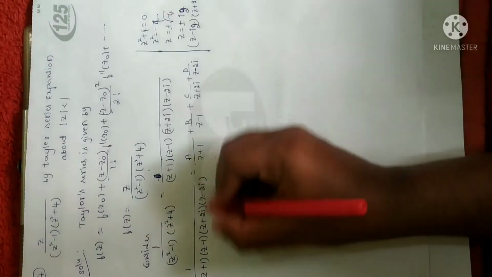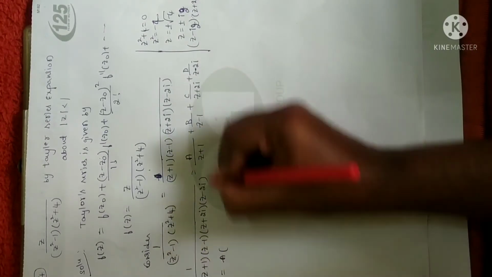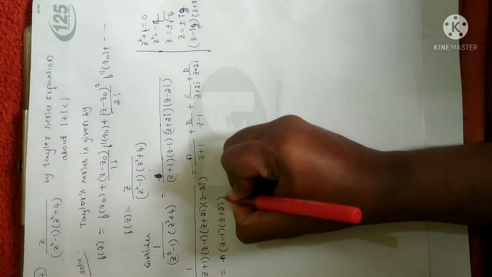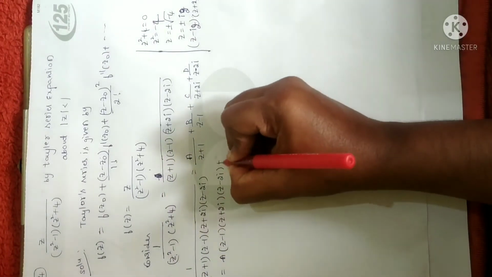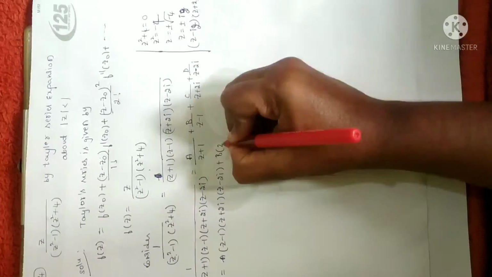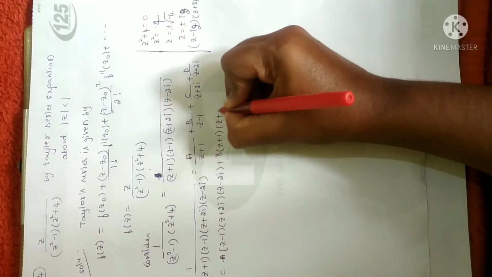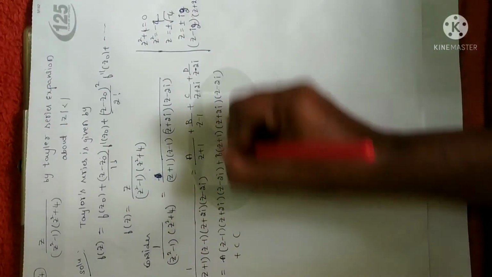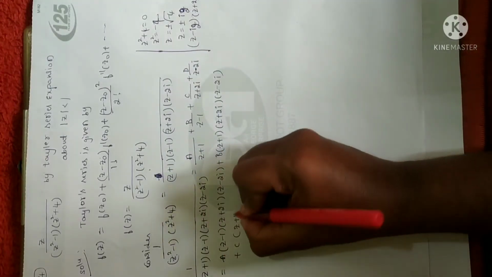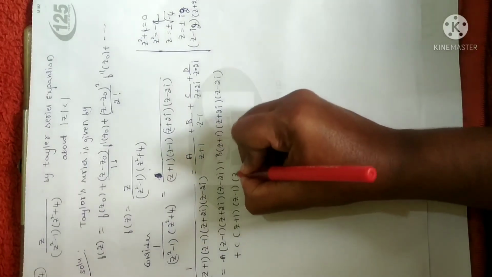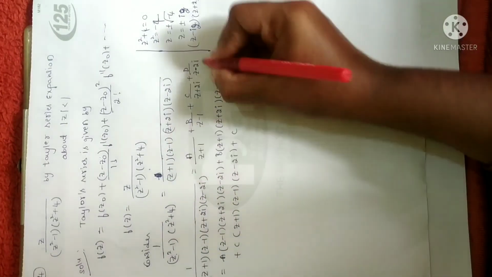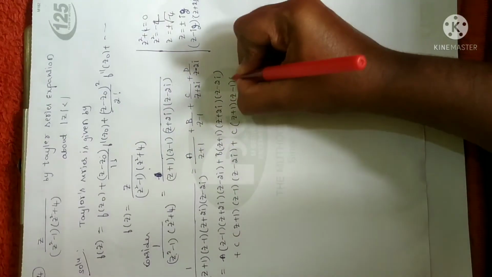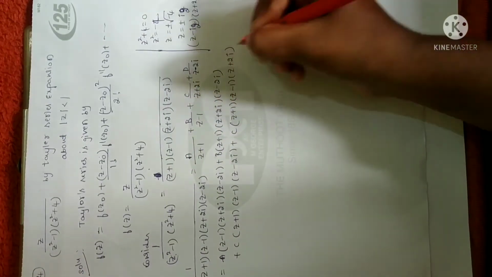So let me write one more step. 1 is equal to a into, z plus 1 will not be there, so you will get (z minus 1) (z plus 2i) (z minus 2i), plus b into, z minus 1 will not be there, so what you have is (z plus 1) (z plus 2i) (z minus 2i). Next, plus c into, z plus 2i will not be there, so (z plus 1) (z minus 1) (z minus 2i). Plus d into, z minus 2i will not be there, so (z plus 1) (z minus 1) (z plus 2i). So this is what we have.